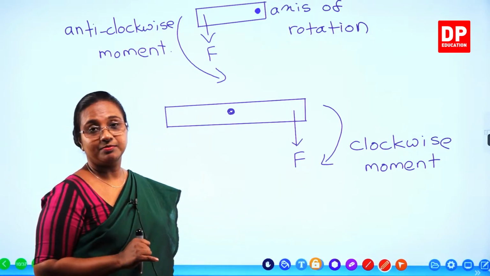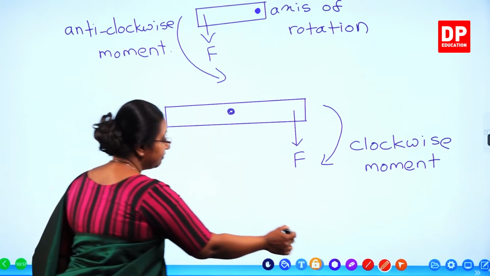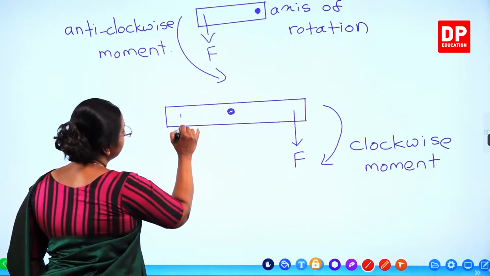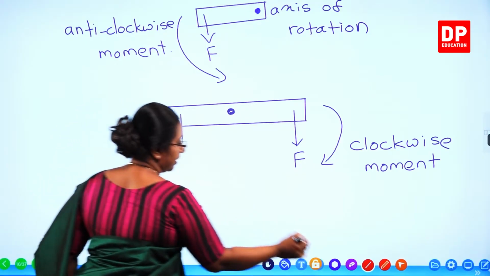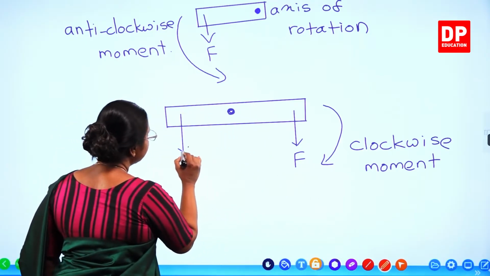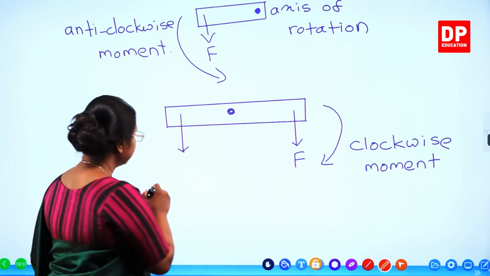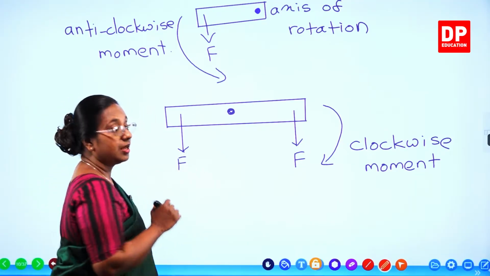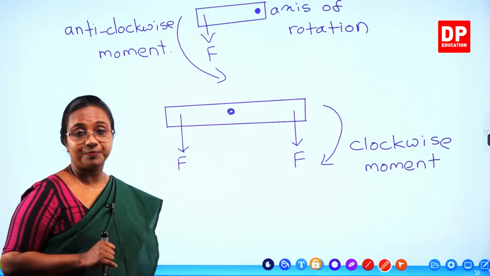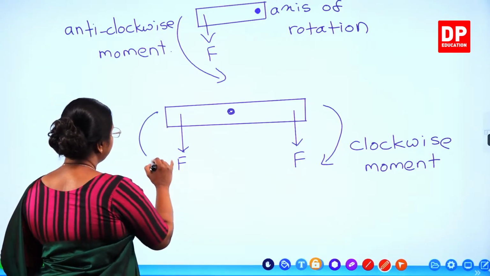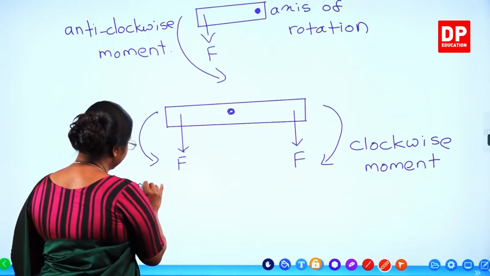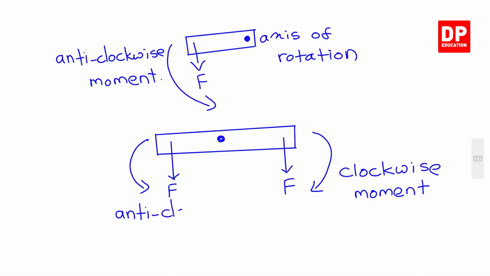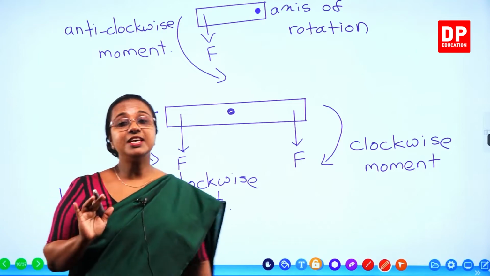At the same time, what will happen if we suspend a weight on this side as well? That is again F. What will happen to the rod there? It will rotate in the anti-clockwise direction, anti-clockwise moment. You all have seen this, students.